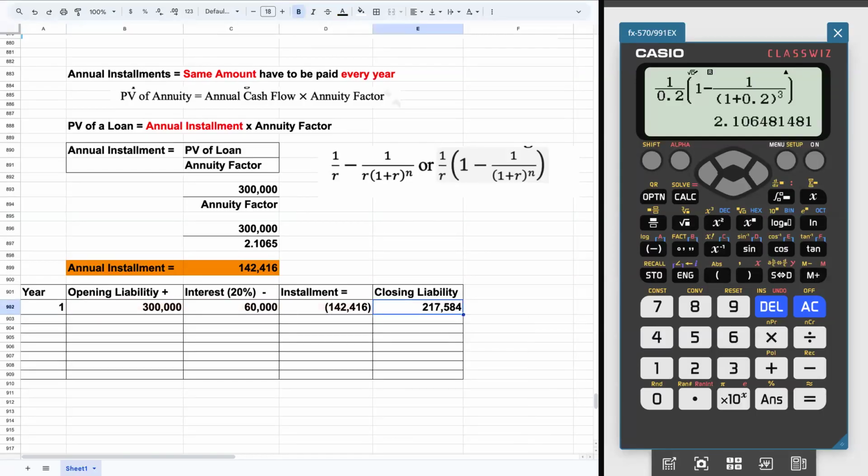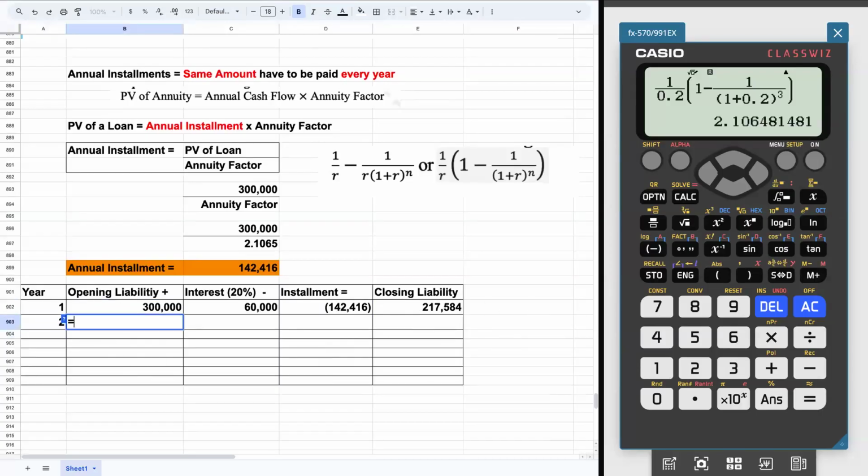So our closing liability is going to be 217,584. Now, in the second year, the 217,584 will become the opening liability. If you find out the 20% of this second year opening liability, this is the amount, then you will pay the same amount. That is what it is, an annual fixed installment. That's why we use the annuity formula to find out the installment. So now it will become 118,685.